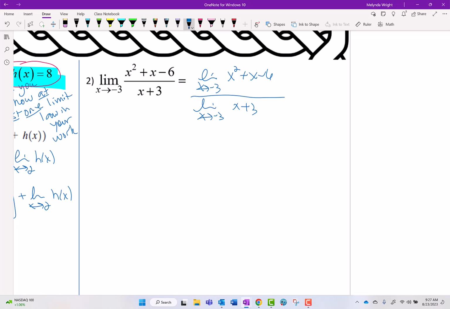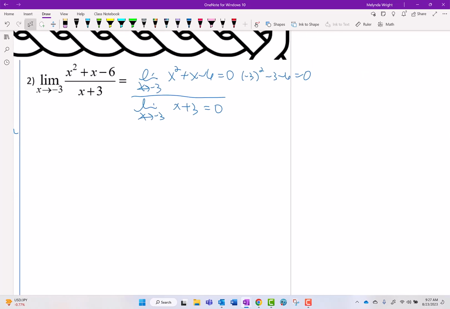So when I plug in a -3, I get what? -3 squared minus 3 minus 6. That's a 0. So this top one equals 0. And then I would do what? That equals 0. Okay, that sets us up beautifully for L'Hopital.